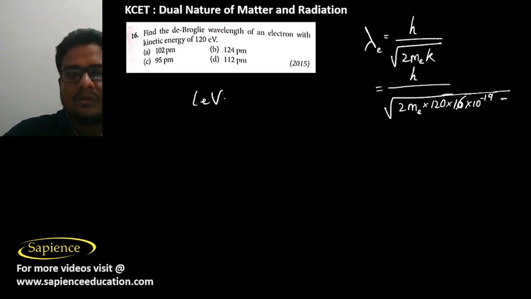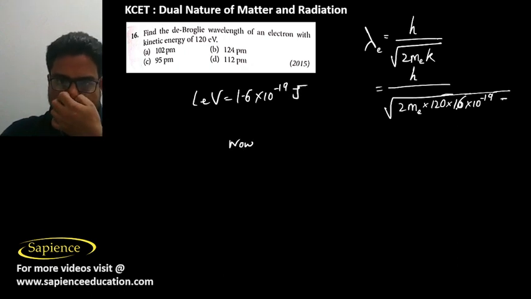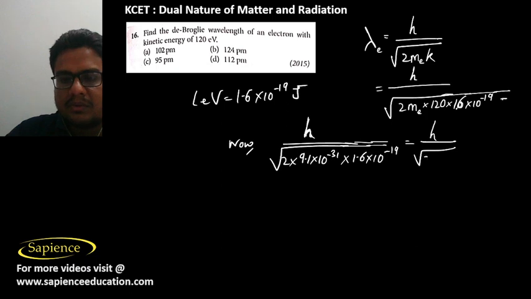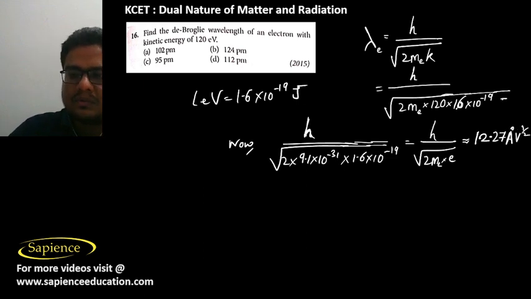One electron volt is equal to 1.6 × 10^-19 joule. So now the value of h by root over 2 into mass of electron into charge of electron, where h is Planck's constant, mass of electron is 9.1 × 10^-31 and charge is 1.6 × 10^-19, is approximately equal to 12.27 angstrom root volts.